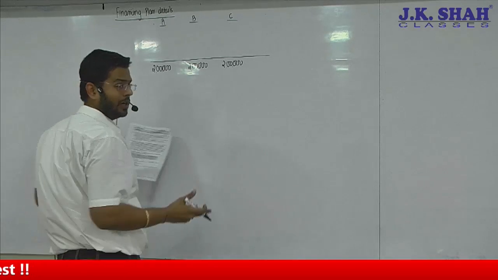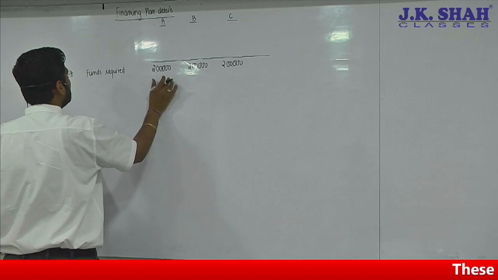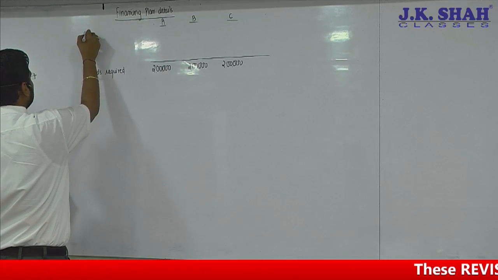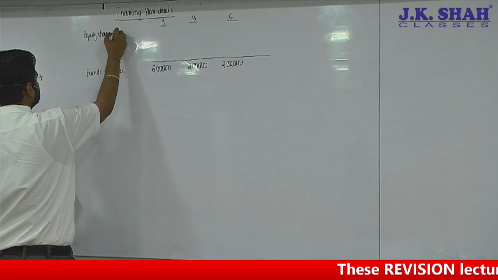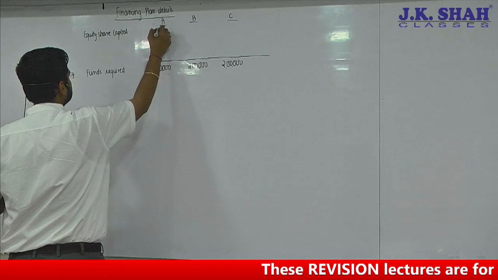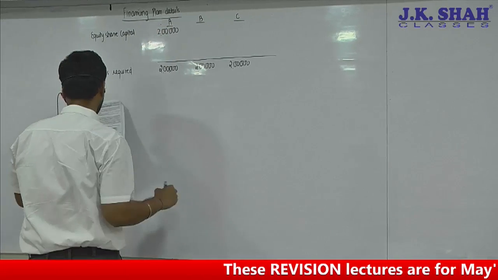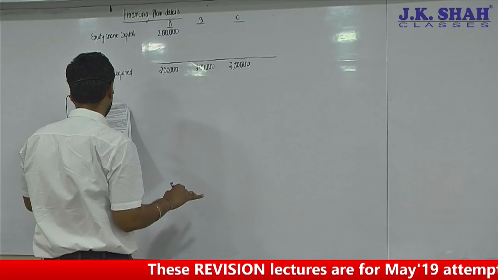Now how are we going to arrange this money here, friends? In plan A, it's full equity. So the entire money is going to be raised by way of issuing equity shares. So we have equity share capital, full 2 lakh rupees, whereas in this plan there's going to be no debt or no preference shares.